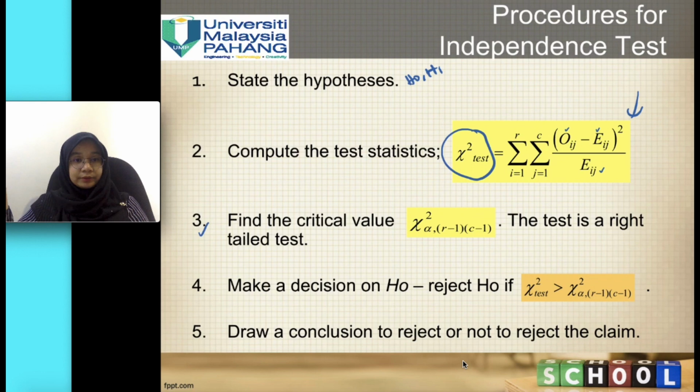Number 3, chi-square critical value. The chi-square critical value is a little bit different here. The nu is equal to row minus 1 times column minus 1. That's why in a contingency table, the number of rows and columns is very important. So please determine your rows and columns correctly. Then step number 4, we reject H null if the chi-square test is greater than the chi-square critical value. And number 5 is draw your conclusion. It's still the same procedure. The difference is only the calculation and the formula.